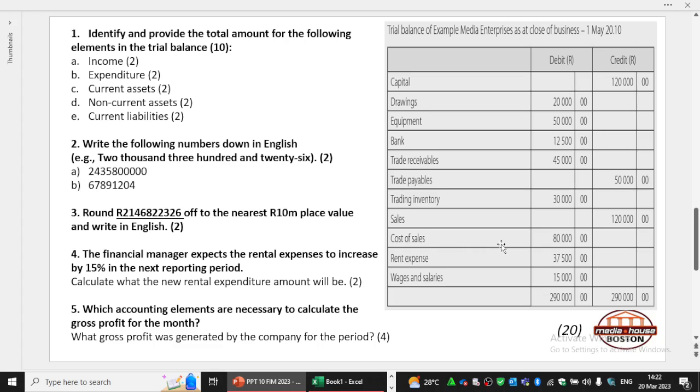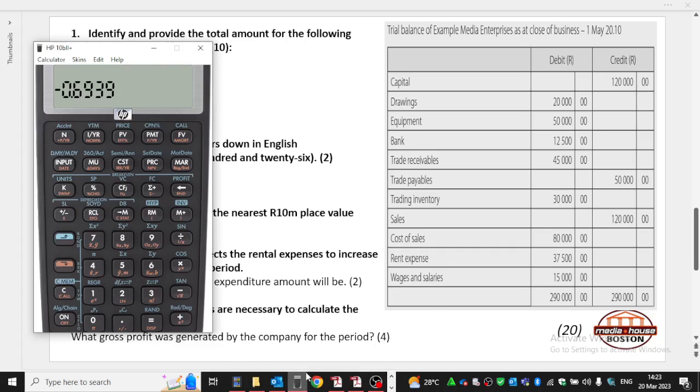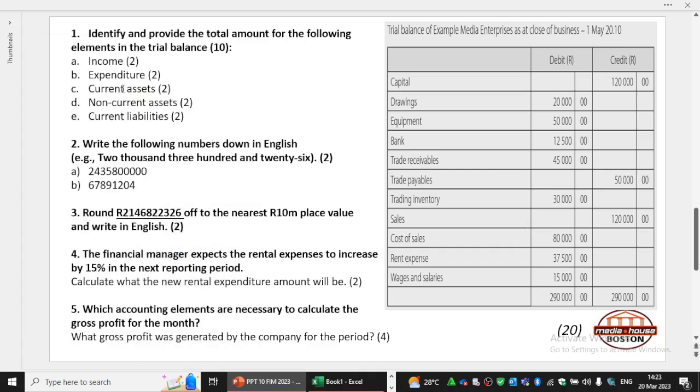expenditure. We identify cost of sales, rent expense, and wages. So when you add all of these up, 80,000 plus 37,500 plus 15,000, let's just quickly confirm that. So that's 132,500 rand. So this is the total expenditure.